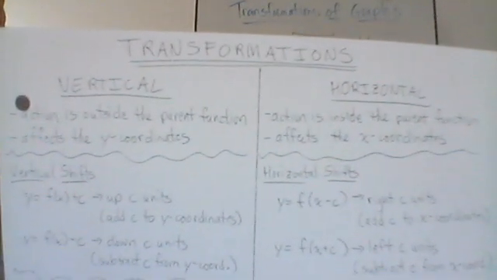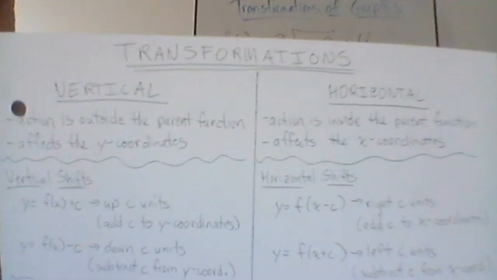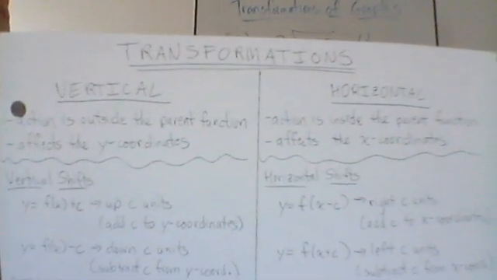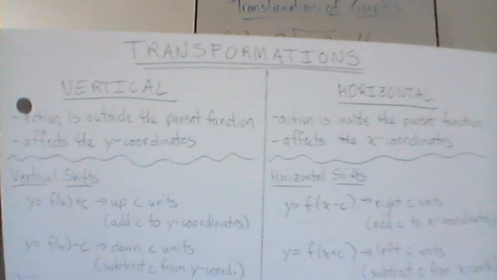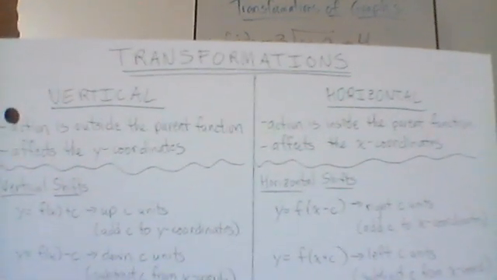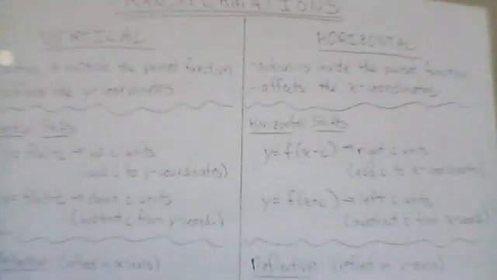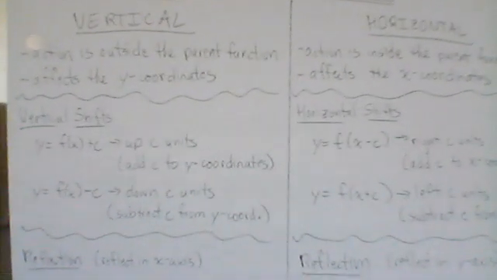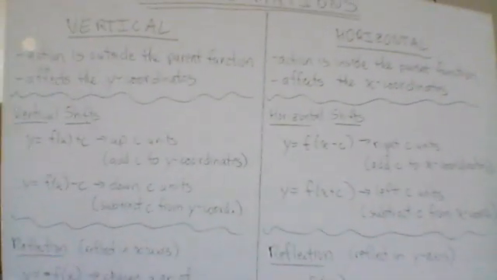Right, so everything that affects the vertical is on the outside. Everything that affects the horizontal is on the inside. On the outside, it affects the y coordinates. On the inside, it affects the x coordinates. No matter what the transformation is, that's the general rule. All right, so if you understand that, it makes remembering the rest of these rules a little bit easier.